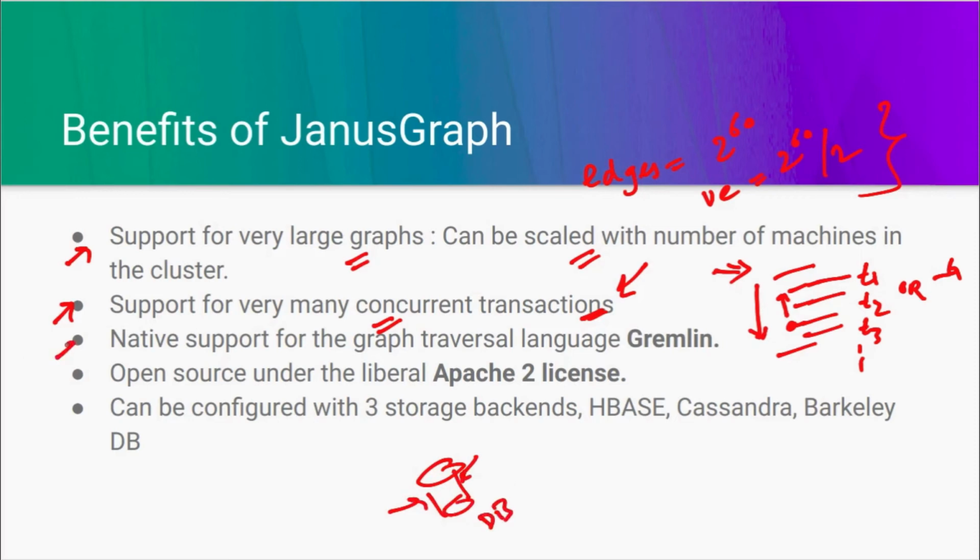The third benefit that JanusGraph provides us is native support for a graph traversal language called Gremlin. Gremlin is a simple query language which is defined for graphs. Many graph databases use this particular language to query their databases. We will be seeing how this language works in our future videos. For now, let's move ahead.